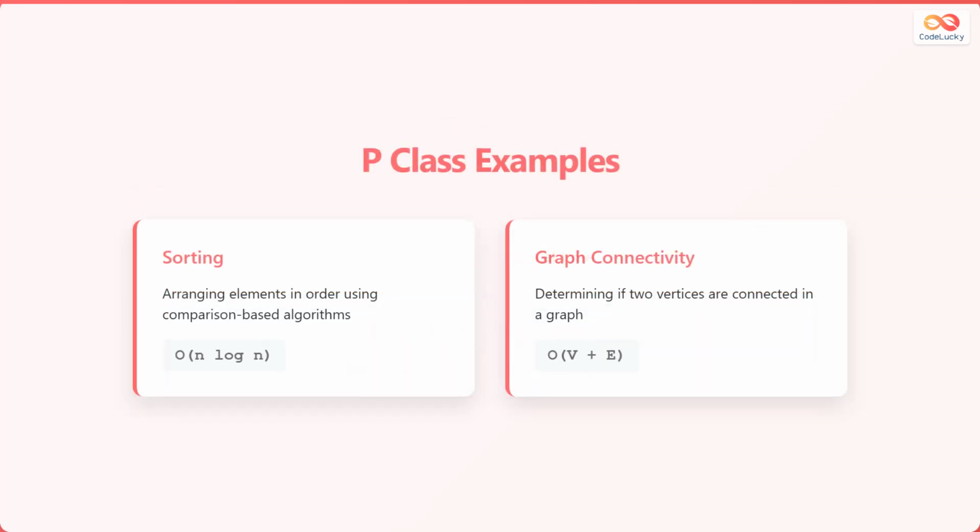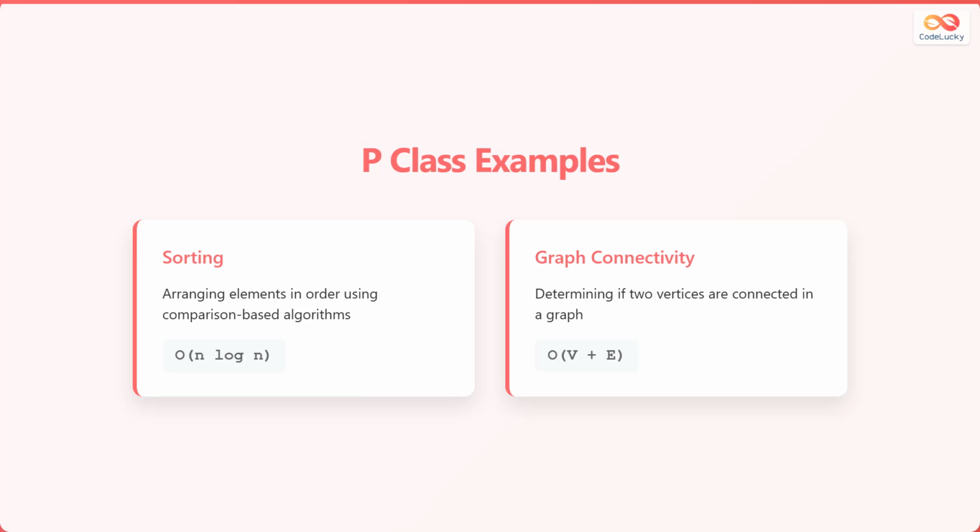Now let's see some examples of problems that fall into the P class. First, sorting. Arranging elements in order using comparison-based algorithms like merge sort or quicksort can be done in n log n time complexity, which is polynomial.